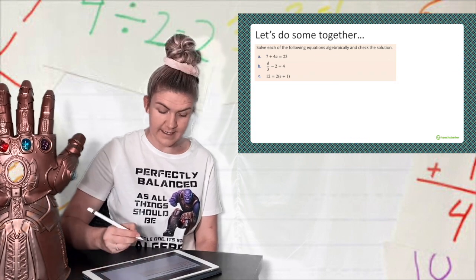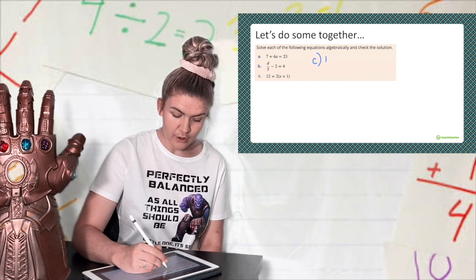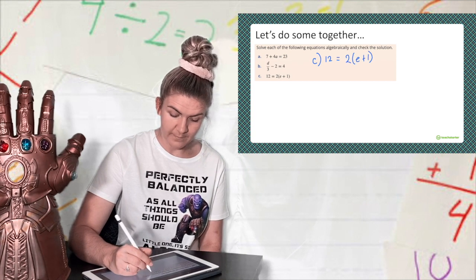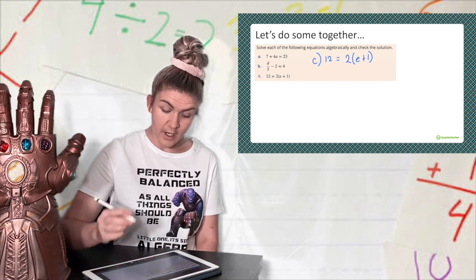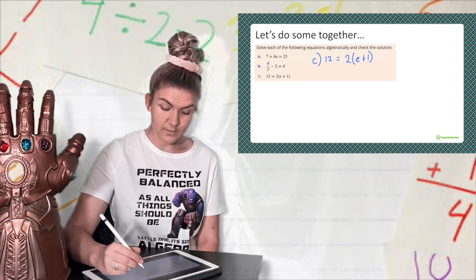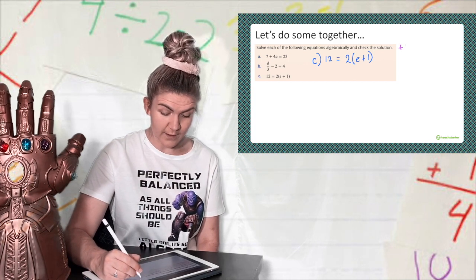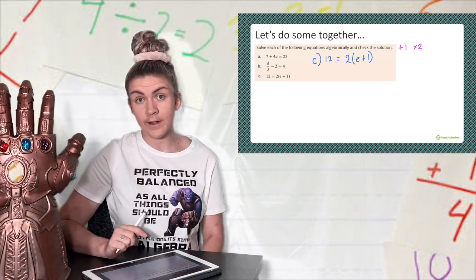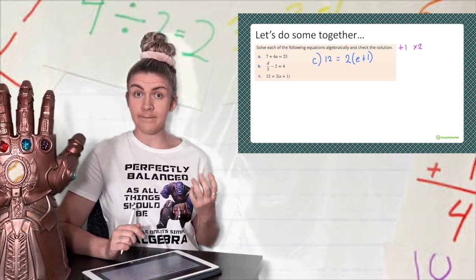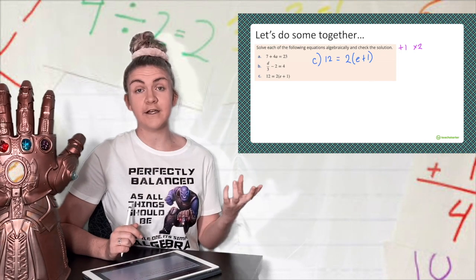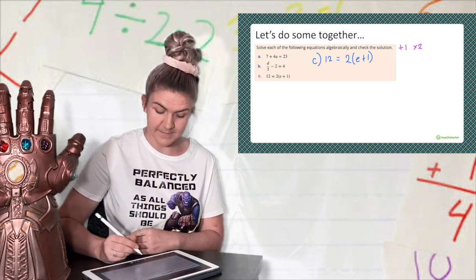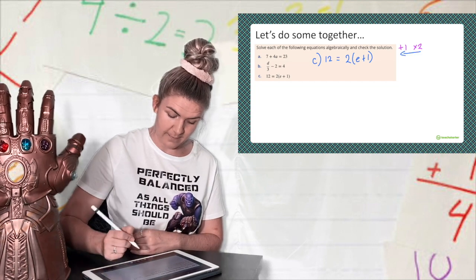Last one, C. 12 equals 2e plus 1. The steps for e is plus 1 and then times by 2 because of the brackets. This is one where students get it a bit backwards. They think, oh, I have to undo the plus first, but because it's in brackets, you have to think, what are the steps? That's why I like to write them out up here.